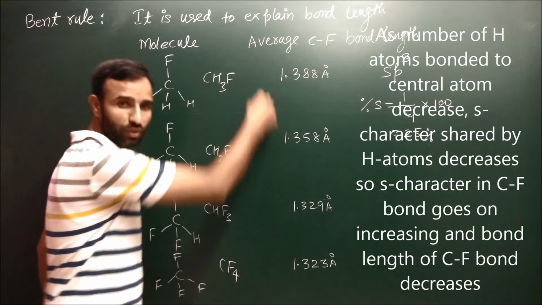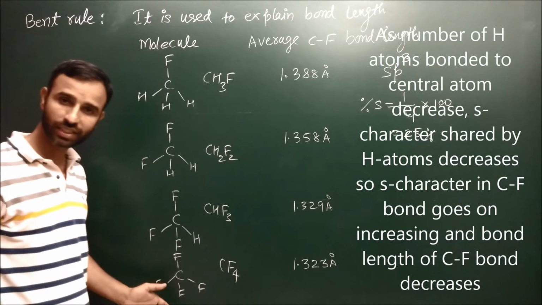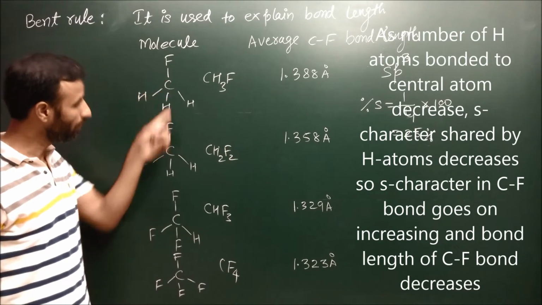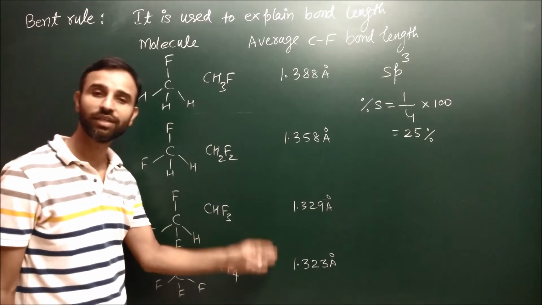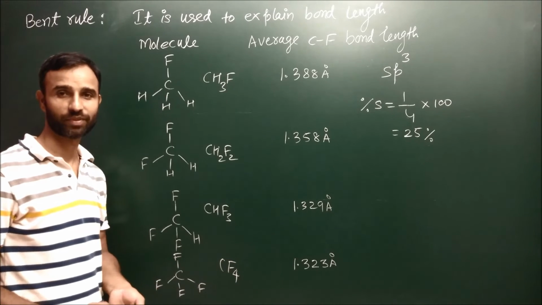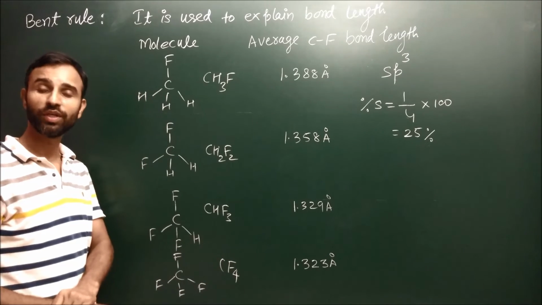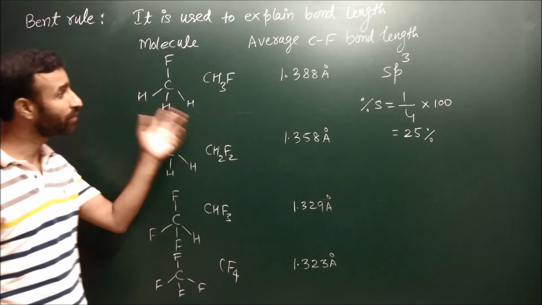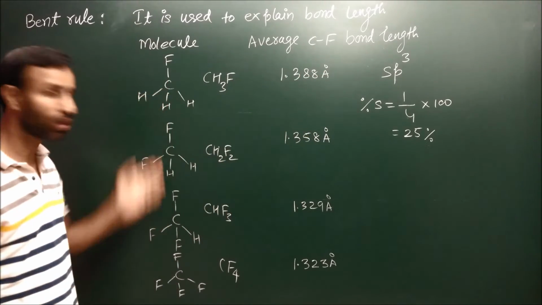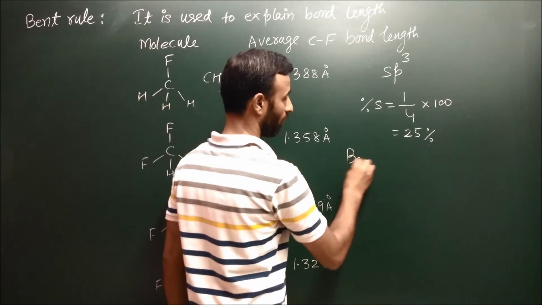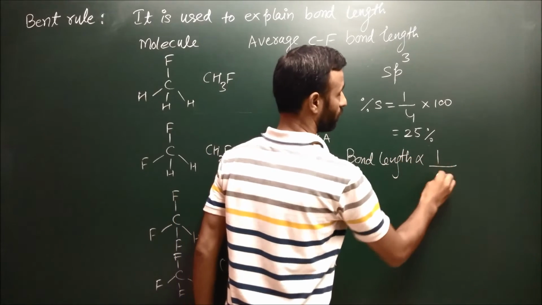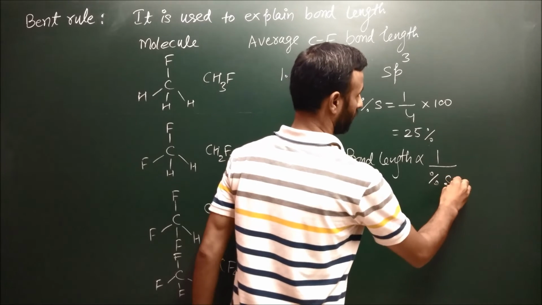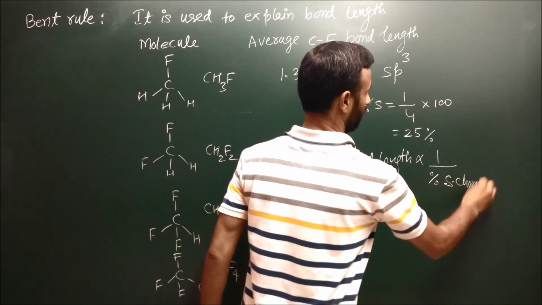So as we go along the series, percentage of S character increases and bond length decreases. So in this way, Bent's rule is used to explain the average CF bond length in these molecules. We can say bond length is inversely proportional to percentage of S character.